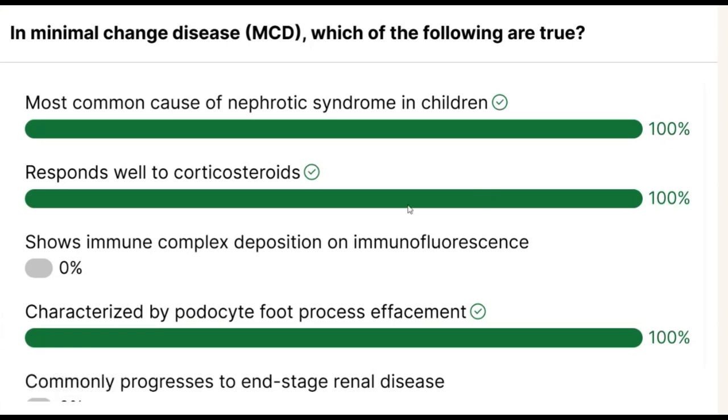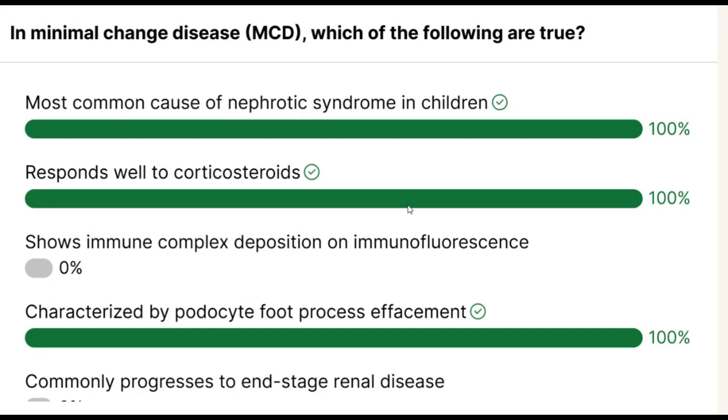So for minimal change disease, let's go through the options. First of all, most common cause for nephrotic syndrome in children is correct. Yeah, this is the most common cause. There is also a type that is in adults, which is associated with Hodgkin's disease and leukemia. In children, it's usually after some kind of respiratory infection or some routine immunization.